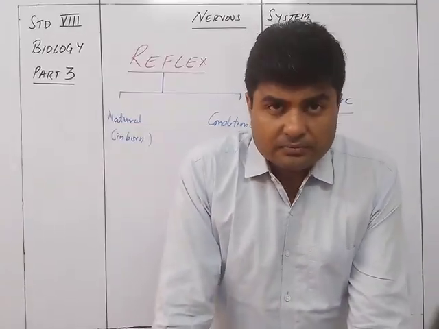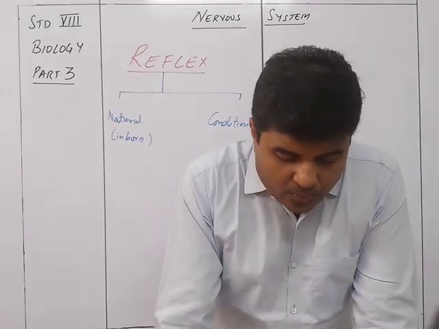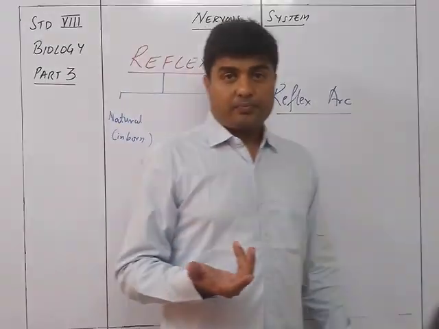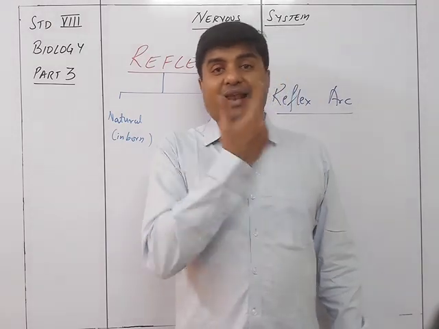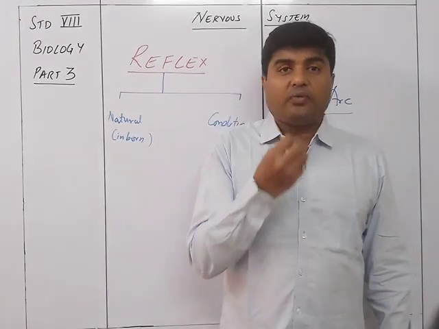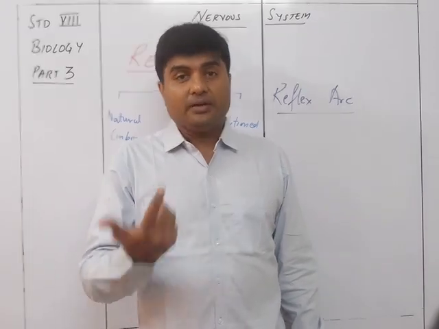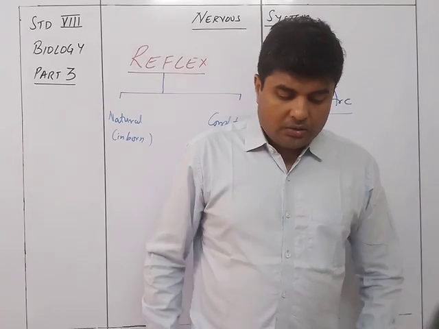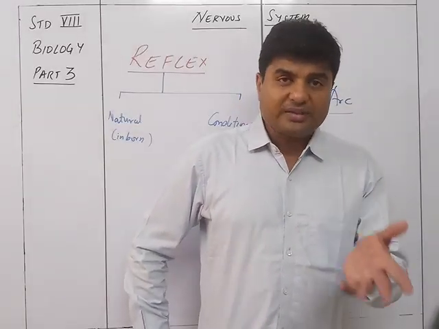Finally, the effector, the one which is going to act on it. Any muscle or gland where the response occurs, like my mouth starts watering on seeing a samosa. The salivary glands which give out the saliva are the glands which are the effector organ. So effector is the muscle or gland on which the response occurs.